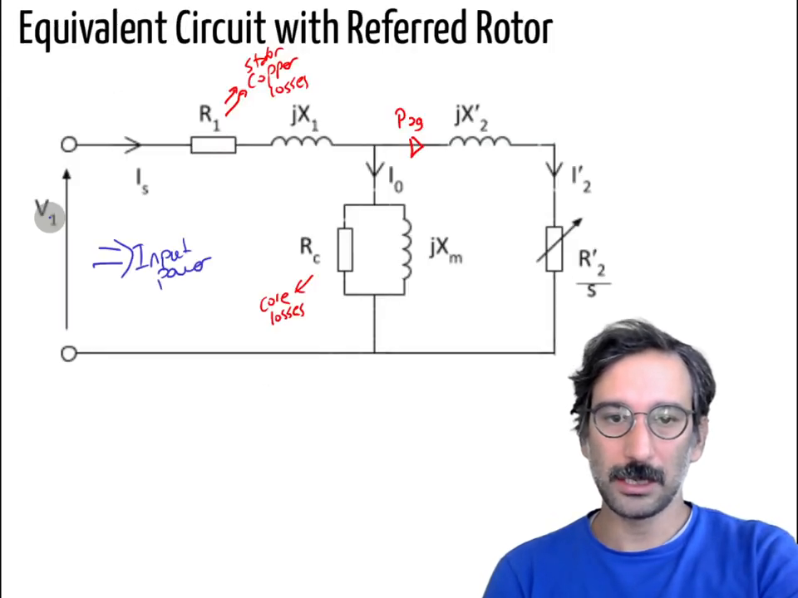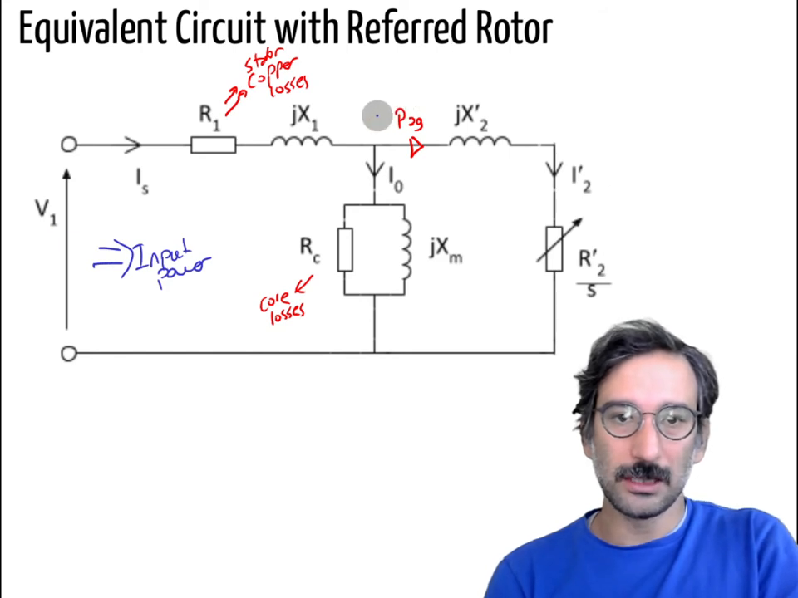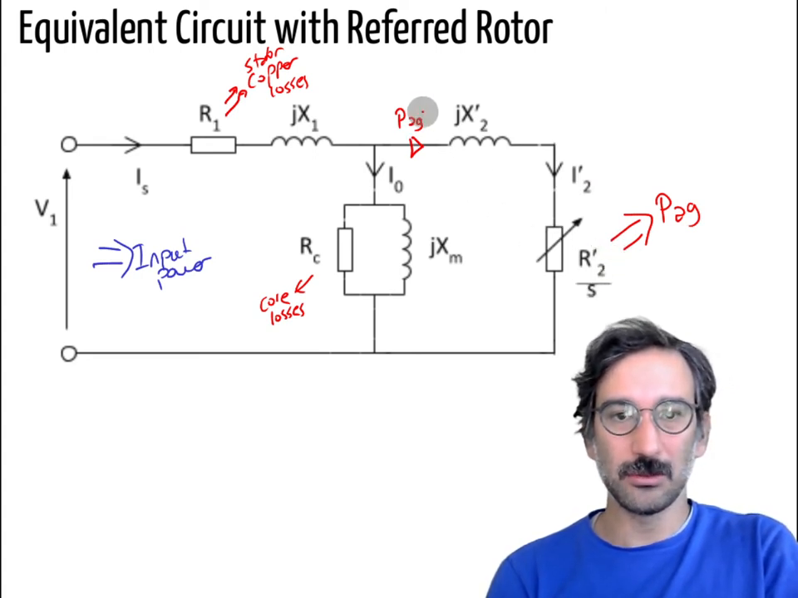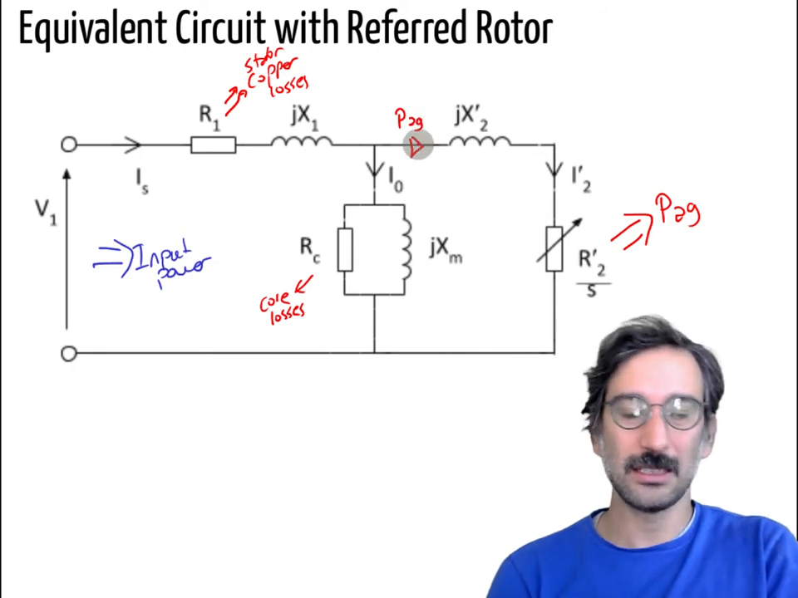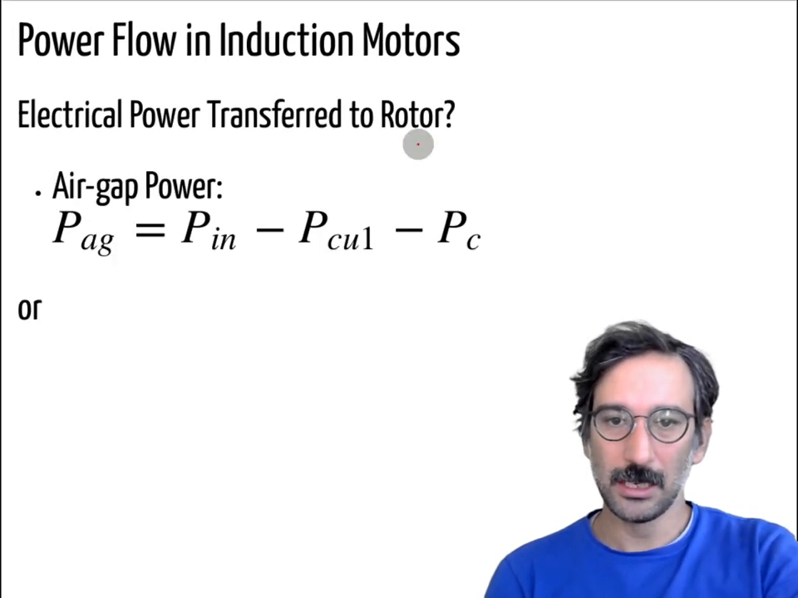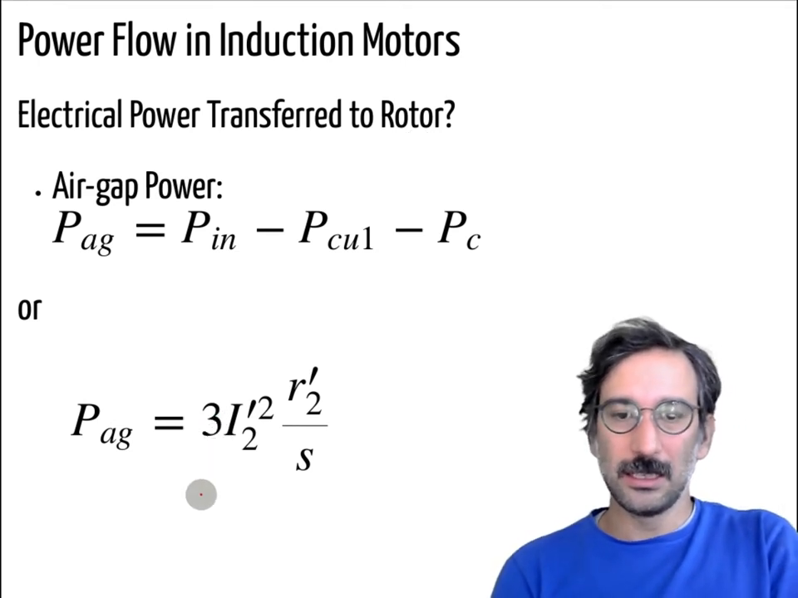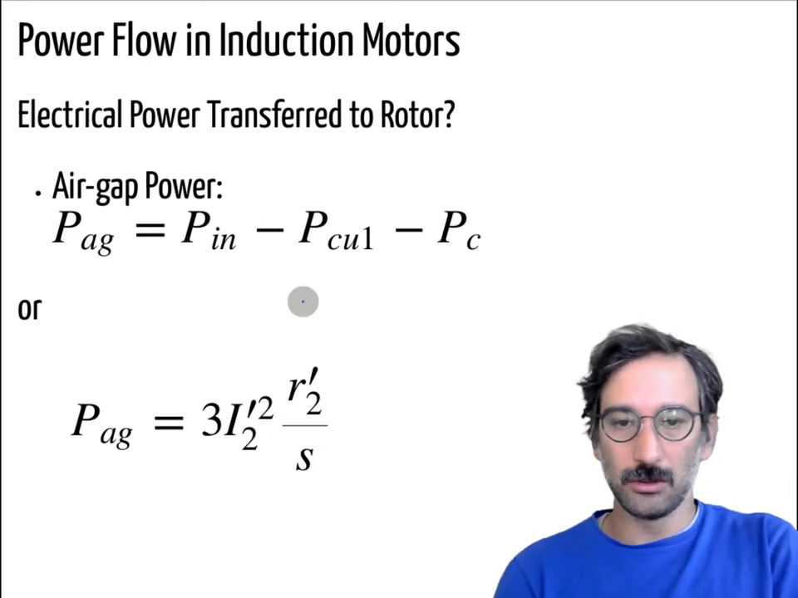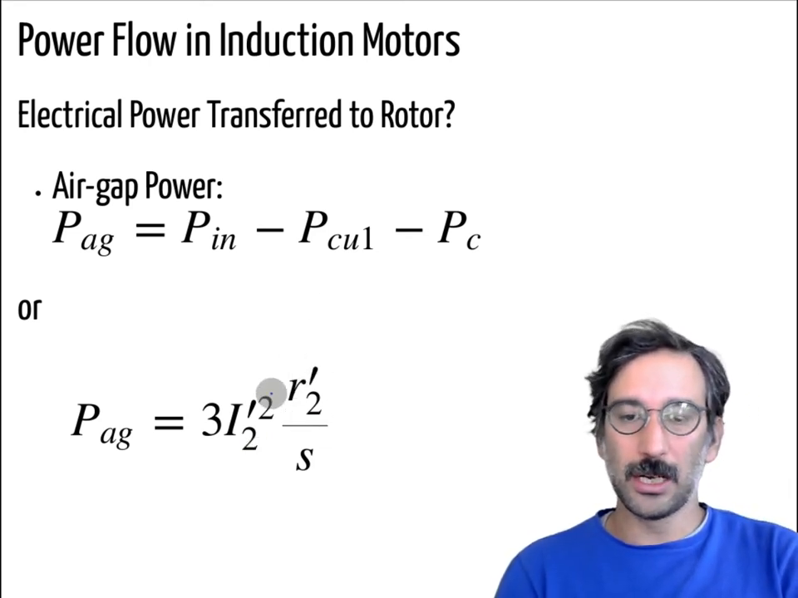So let me go back. Again, if you think about it, there will be no real power dissipation on that component. So the air gap power should be equal to I2 squared times R2 prime over s, times 3. This is the air gap power per phase that I have shown here. So this is the referred power that is going to the rotor side, and this is R2 prime over s.